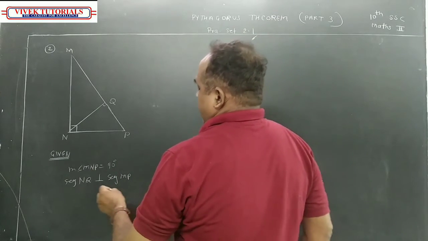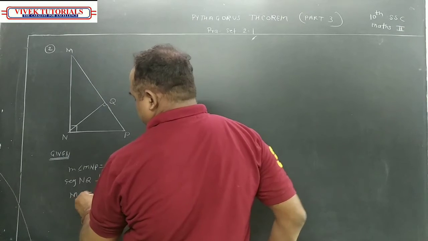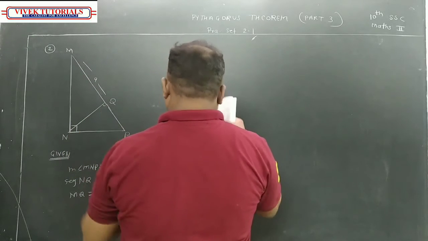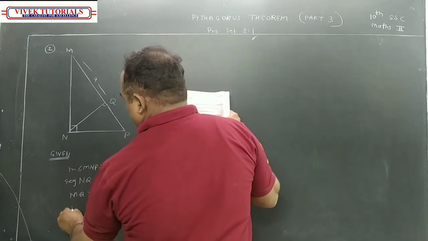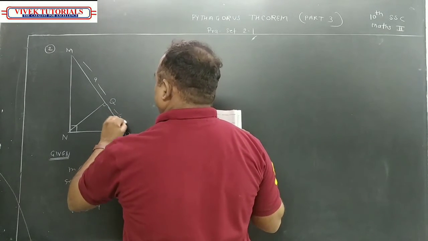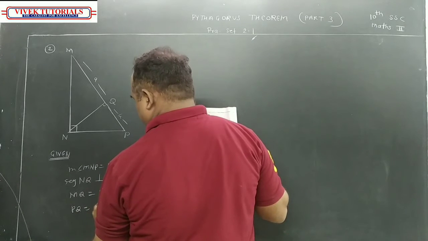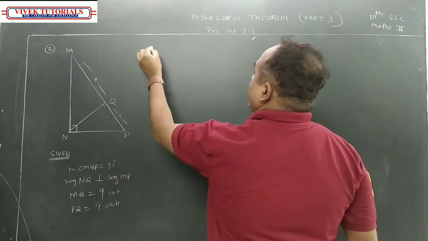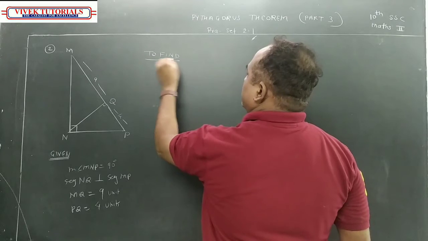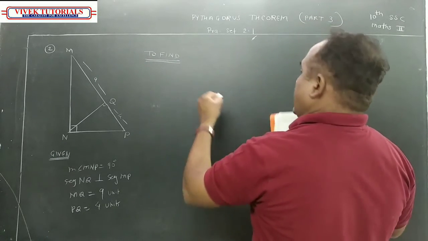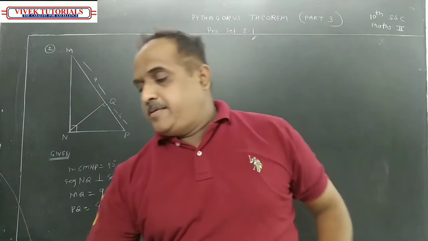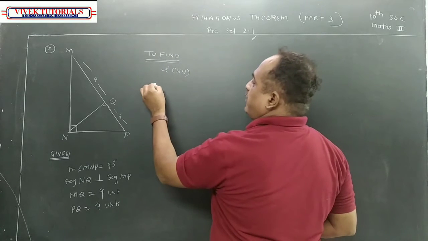MQ is equal to 9. This is 9 and PQ is equal to 4. This is 4. 9 units and 4 units. They are asked to find length NQ. Now we are going for a solution.